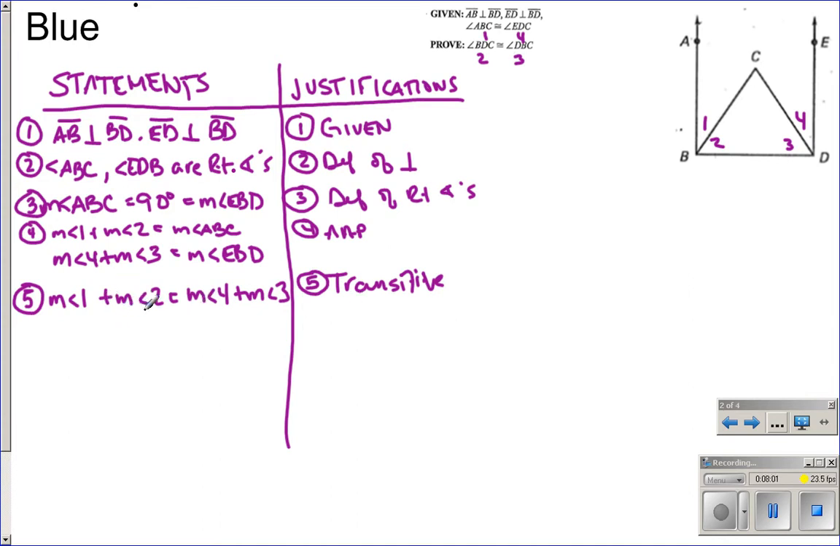So if I can somehow show that 4 and 1 are the same measure and then subtract them, I'm in business. Oh, wait, wasn't that a given? Yeah, that was a given. That was my sarcastic voice. So that's where we're going next.